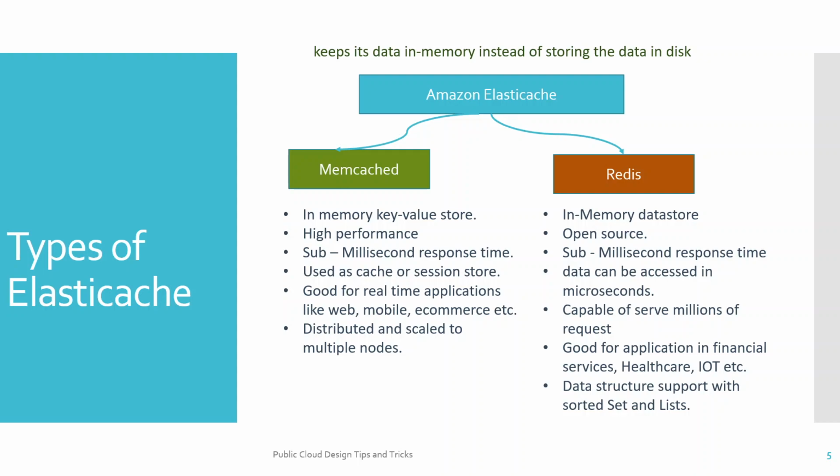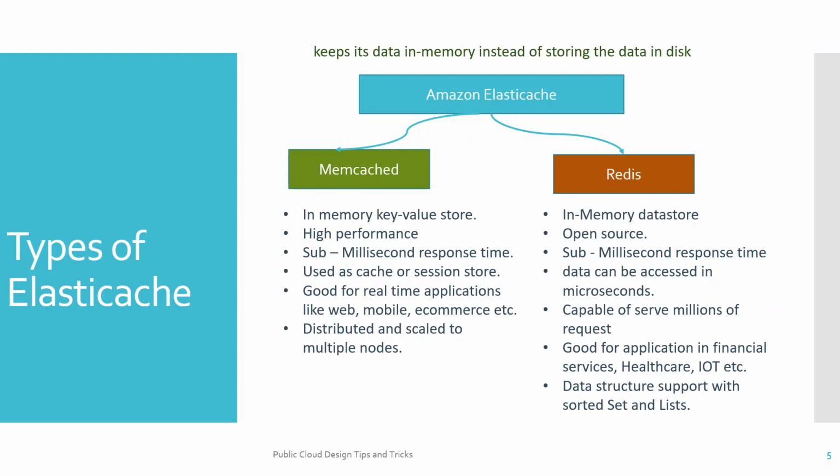Now, there are two types of ElastiCache. One is Memcached and the other is Redis. So what is Memcached? It is an in-memory key-value store. It is high performant in nature. It has millisecond response time. It is used as a cache or session store and it is good for real-time applications like web apps, mobile apps, and e-commerce applications, etc. It is distributed in nature and scaled to multiple nodes.